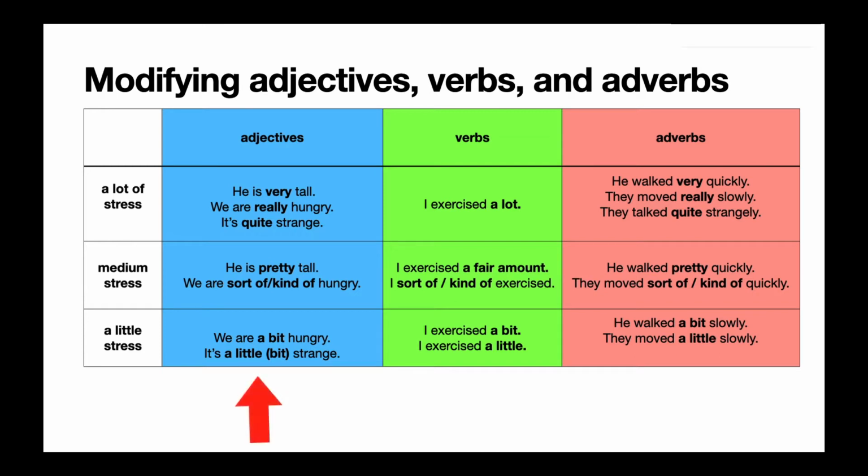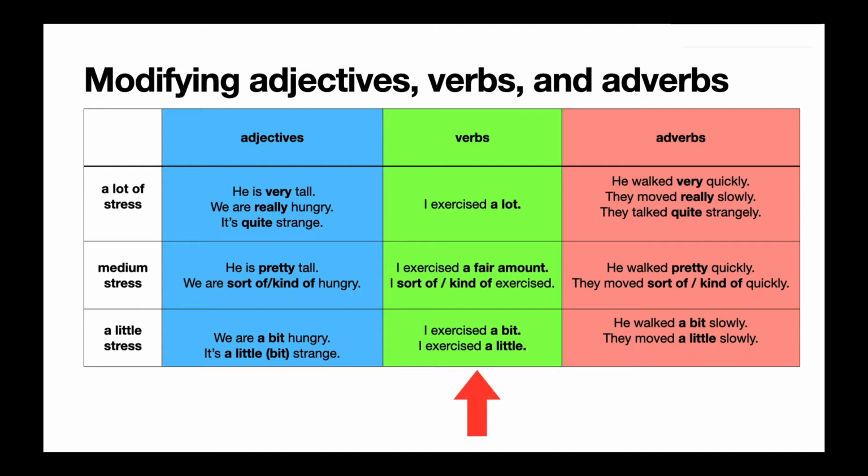Let's start by looking at the blue column describing adjectives. If we want to show a lot of stress, we could say he is very tall. So very is modifying tall. Or we are really hungry. Really is modifying hungry. Or it's quite strange. Quite is modifying strange. This makes these words stronger.